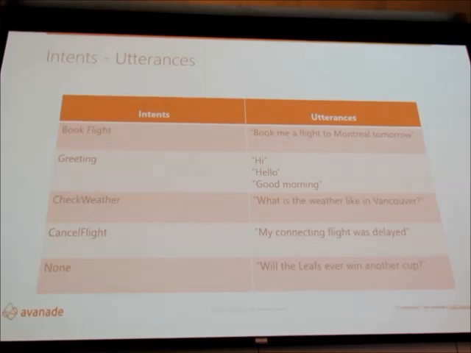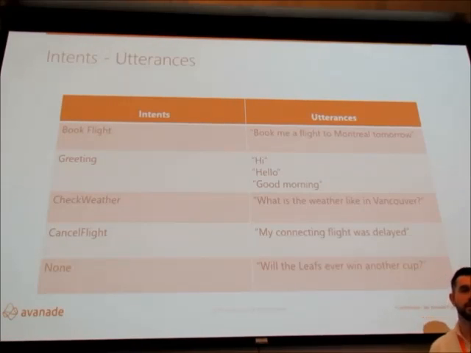So intents: utterances should be mapped into intents. Here are some basic examples. Booking a flight to Montreal tomorrow. If we had a book flight intent, that's what we would expect our model to return. If we have, hi, hello, good morning, we're doing more of a chatbot, and we program a greeting intent, we would expect that the application, the middleware, receives the greeting intent from our model. Check weather, cancel flight, and, for example, the none intent.